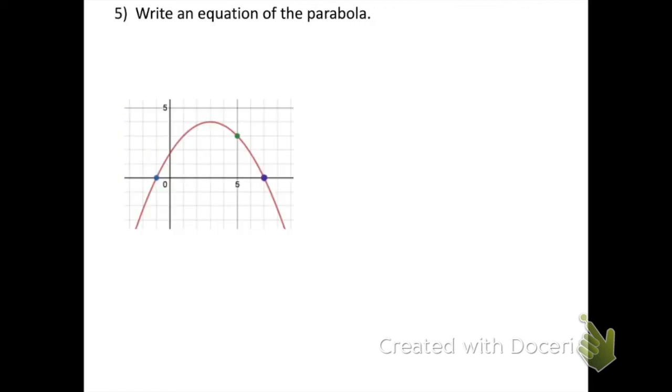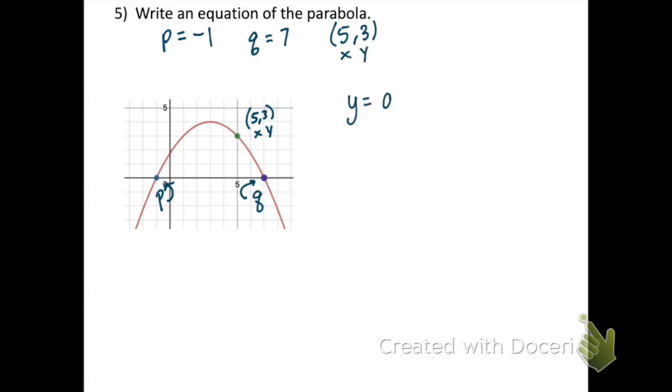Example 5, write an equation of the parabola. Again, the problem doesn't tell me if I should use vertex form or intercept form, but I'm going to look to see what's been labeled or what points have been pointed out. I see here that I have 2 intercepts and a point. So those are what I'm going to use, and I'm going to end up using intercept form. So my P is -1, Q is 7, and X, Y is 5, 3.